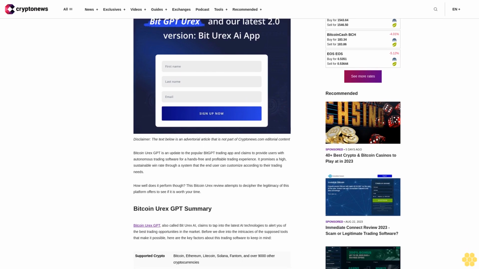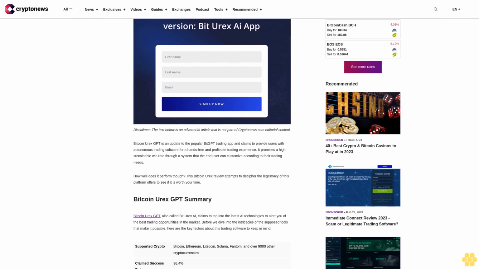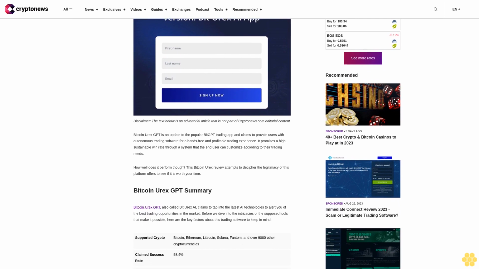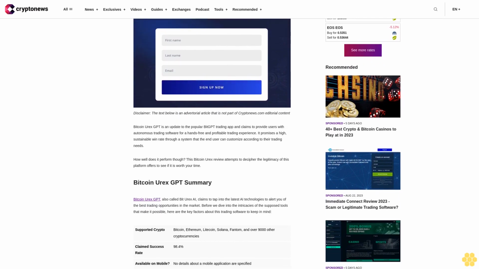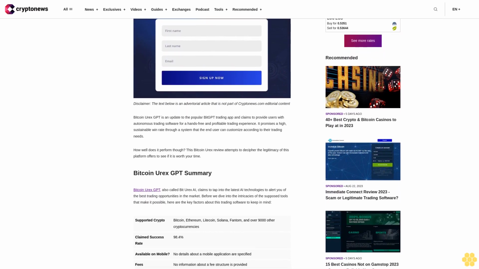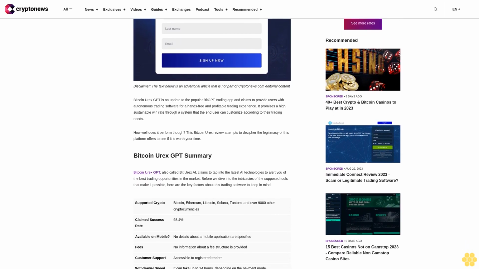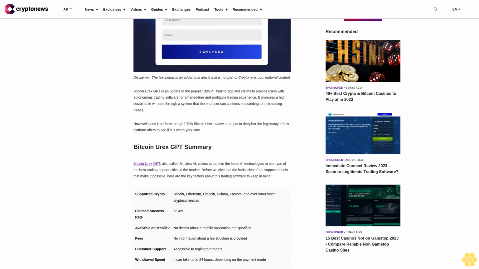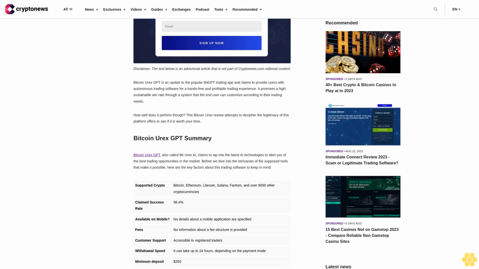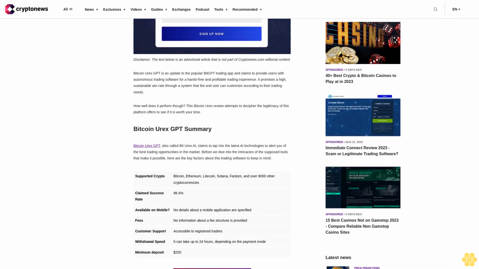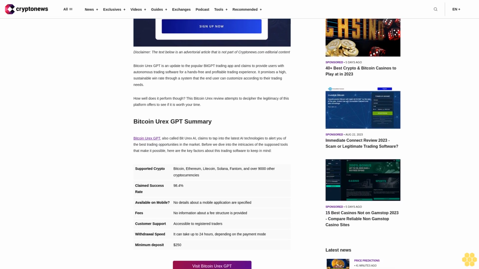Bitcoin Urex GPT is an update to the popular BitGPT trading app and claims to provide users with autonomous trading software for a hands-free and profitable trading experience. It promises a high, sustainable win rate through a system that the end user can customize according to their trading needs. How well does it perform though? This Bitcoin Urex review attempts to decipher the legitimacy of this platform's offers to see if it is worth your time.